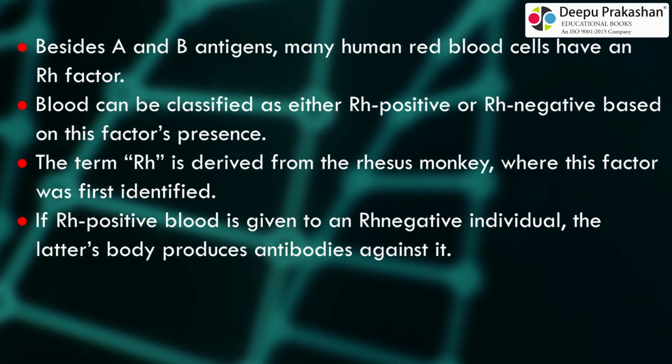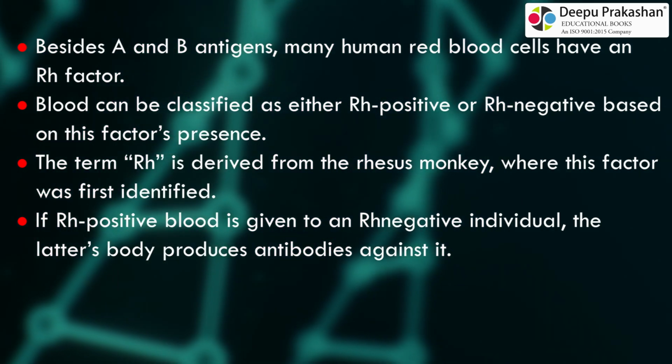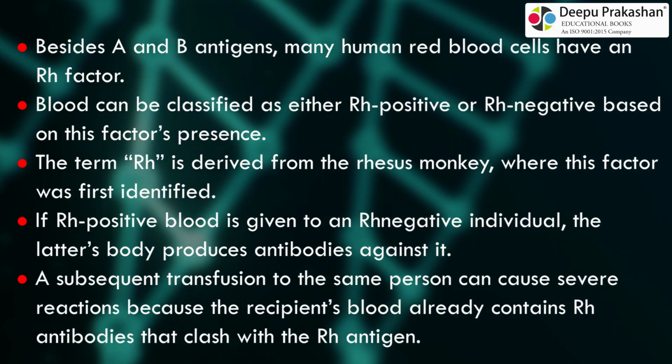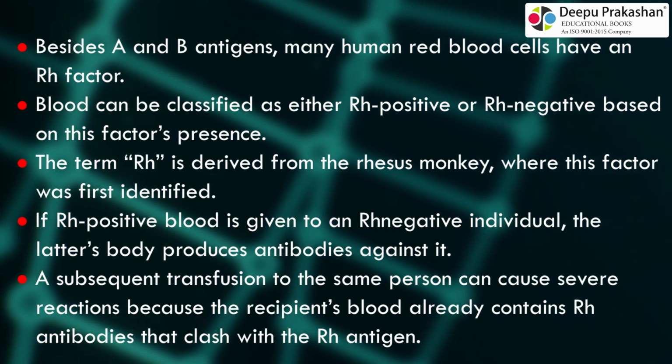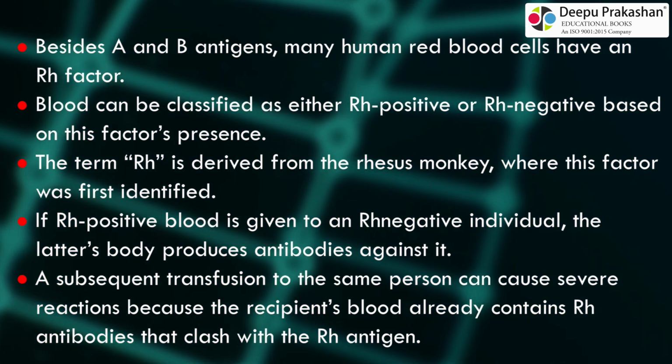If Rh positive blood is given to a negative individual, the latter's body produces antibodies against it. A subsequent transfusion to the same person can cause severe reactions because the recipient's blood already contains Rh antibodies that clash with the Rh antigen.